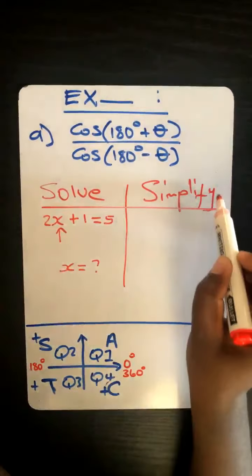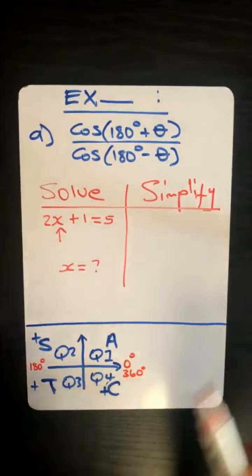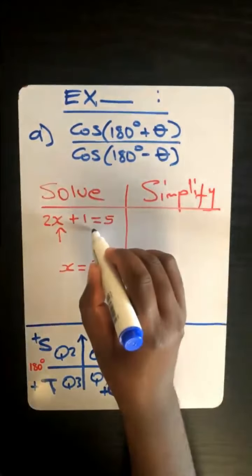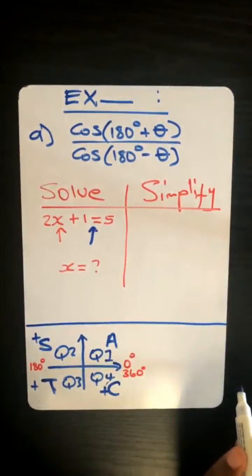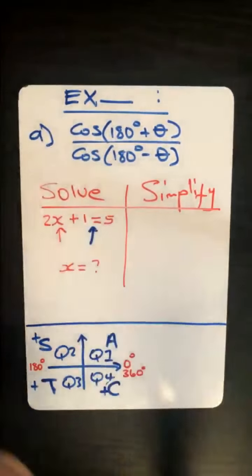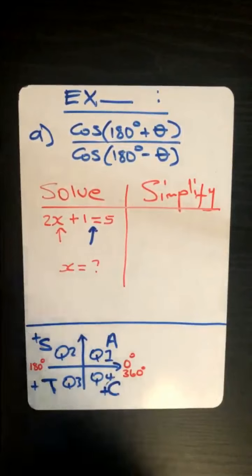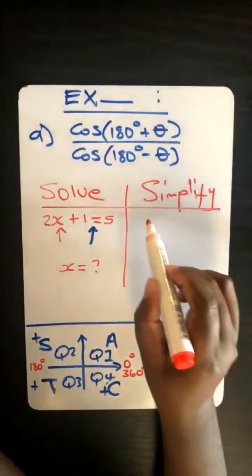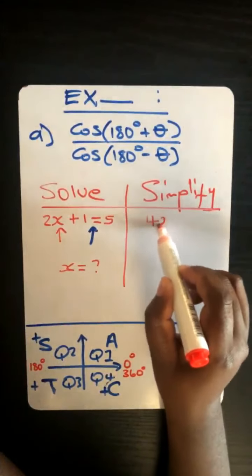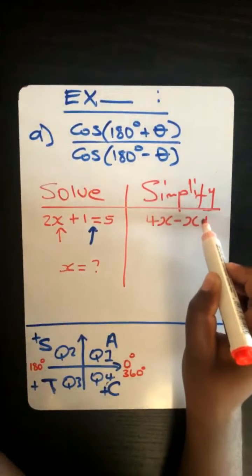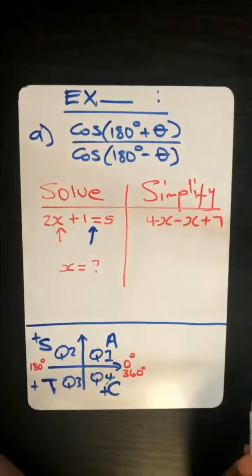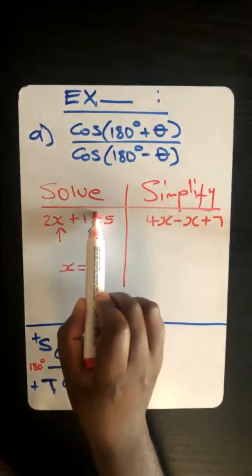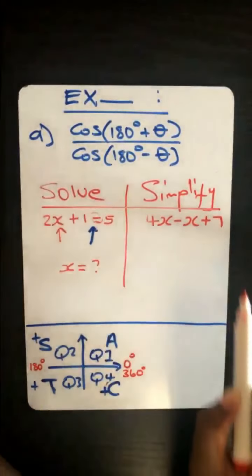So let's now have a look at simplification. And again, for you to notice, when you're given a problem, you must solve. That's when you see an equal sign. So for the fact that you've got an equal sign, it means you've got an equation. So if you have an equation, you solve. But when you simplify, let's say, for example, you have 4x minus x plus 7. So can you see the difference between these two problems is that on the left you have an equal sign, on the right you don't have an equal sign.